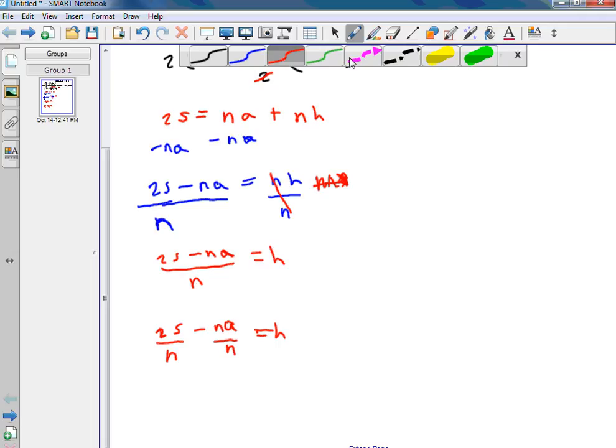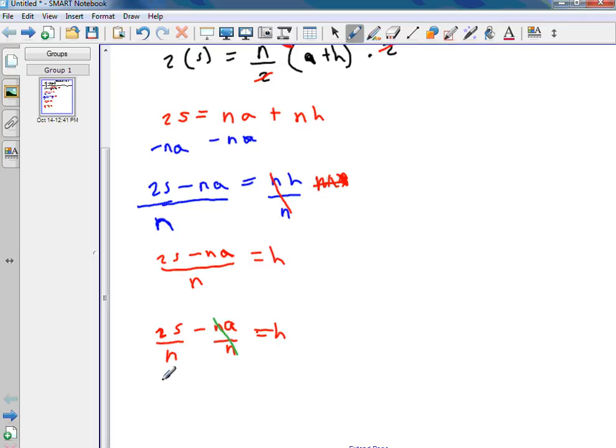Well, changing the colors again. We're going to say, these two guys cancel out. Now I end up with 2 s over n minus n equals h. Cool. All right. Well, the other way that you could have solved this is just like so.